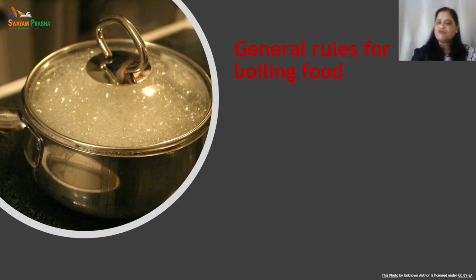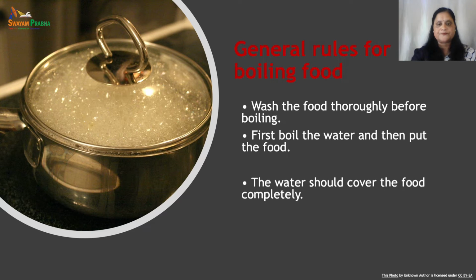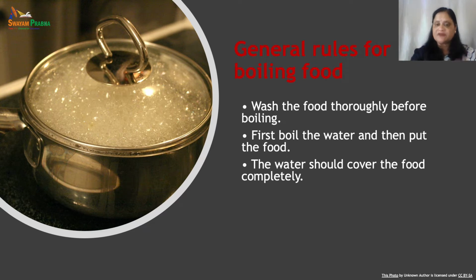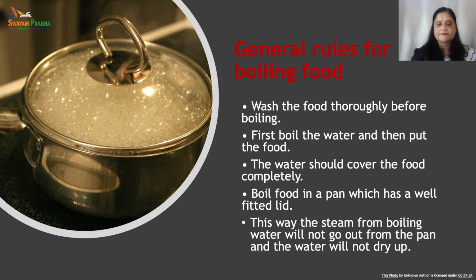General rules for boiling food. Wash the food thoroughly before boiling. First boil the water and then put the food. The water should cover the food completely. Boil food in a pan which has a well-fitted lid. This way, the steam from the boiling water will not go out from the pan and the water will not dry up.